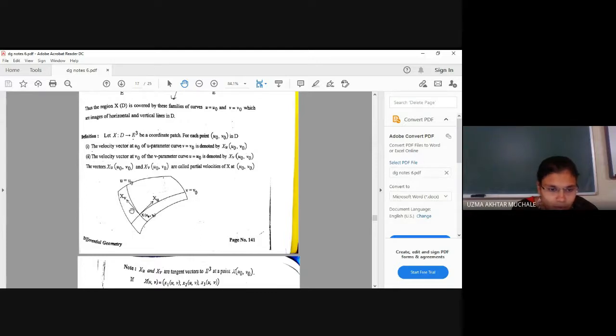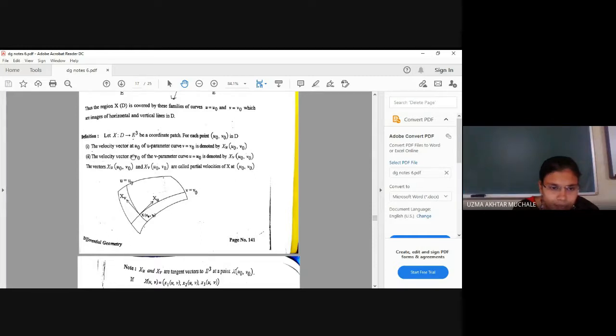And what is this called? It is called the velocity vector of the v parameter curve. Okay, so these are simply definitions of the velocity vector at u naught of the u parameter curve and the velocity vector of the v parameter curve. Whatever these things we are finding, we are finding at the point u naught v naught. At this point u naught v naught, we have two curves. One is the u parameter curve.